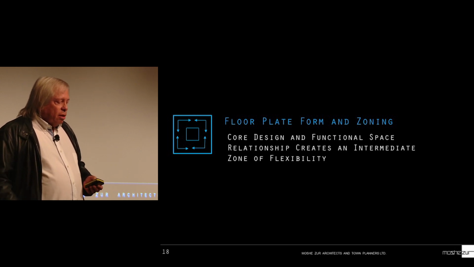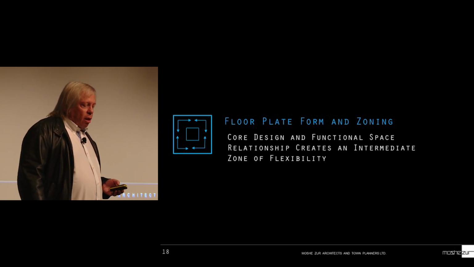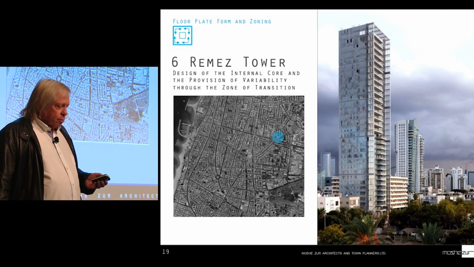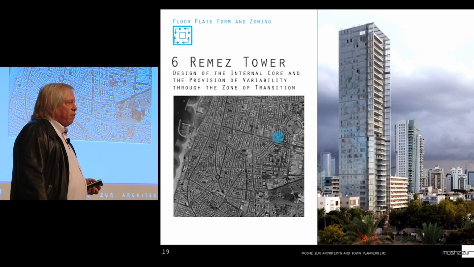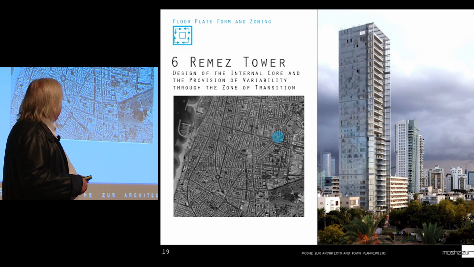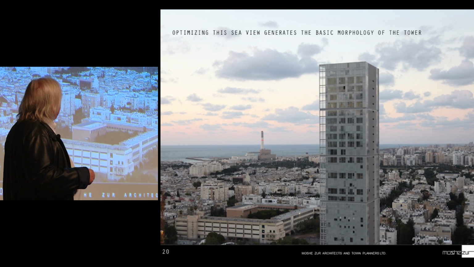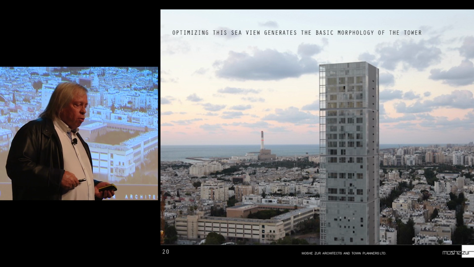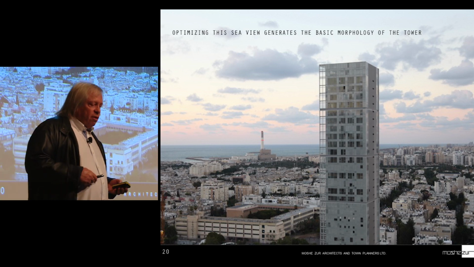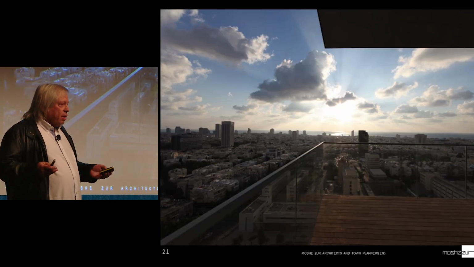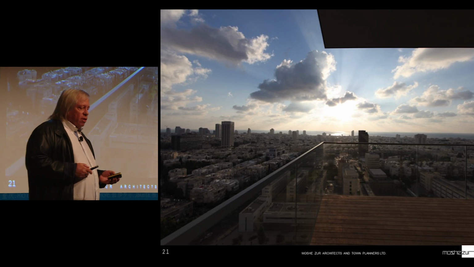The second principle is the floor plate form and zoning. Core design and functional space relationship creates an intermediate zone of flexibility. We will demonstrate this on the project 6 Remes Tower, also in Tel Aviv. As you can see, the project enjoys a very nice view to the seashore, which is a great value. Optimizing this sea view generates a basic morphology of this tower. We can see the magnificent view from one of the terraces of the tower itself.